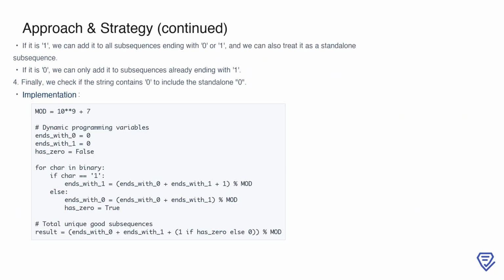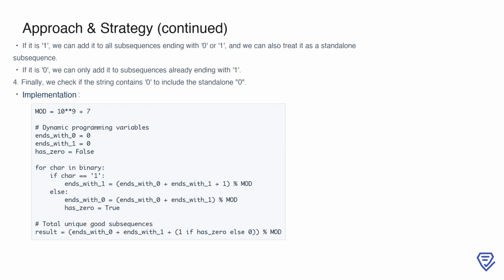A dynamic programming approach allows us to count unique good subsequences efficiently by leveraging observations about their structure. First, note that good subsequences either start with 1 or are the single character 0. To track subsequences dynamically, we can maintain 2 variables, one for the count of subsequences ending with 0, and another for those ending with 1. As we iterate through the binary string, when we encounter a 1, it can be added to all subsequences ending with either 0 or 1, or it can act as a new standalone subsequence. On the other hand, when we encounter a 0, it can only be added to subsequences ending with 1.